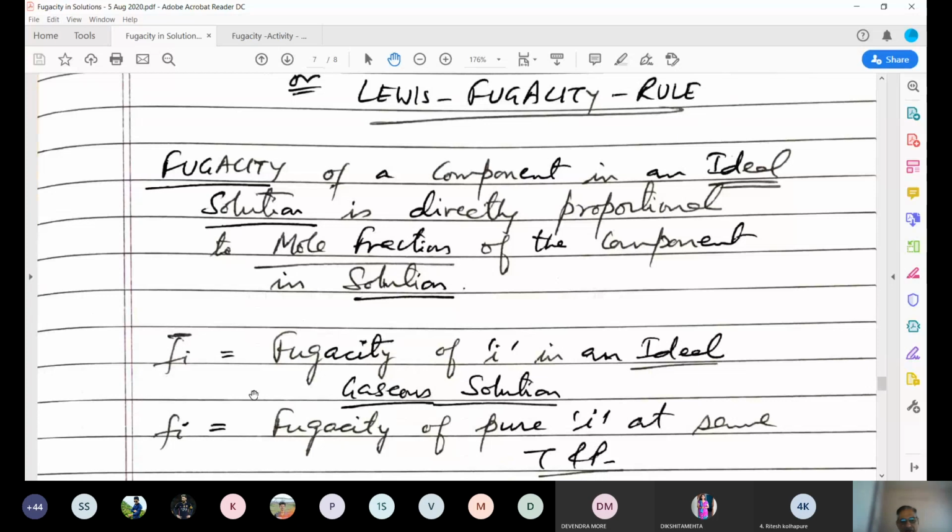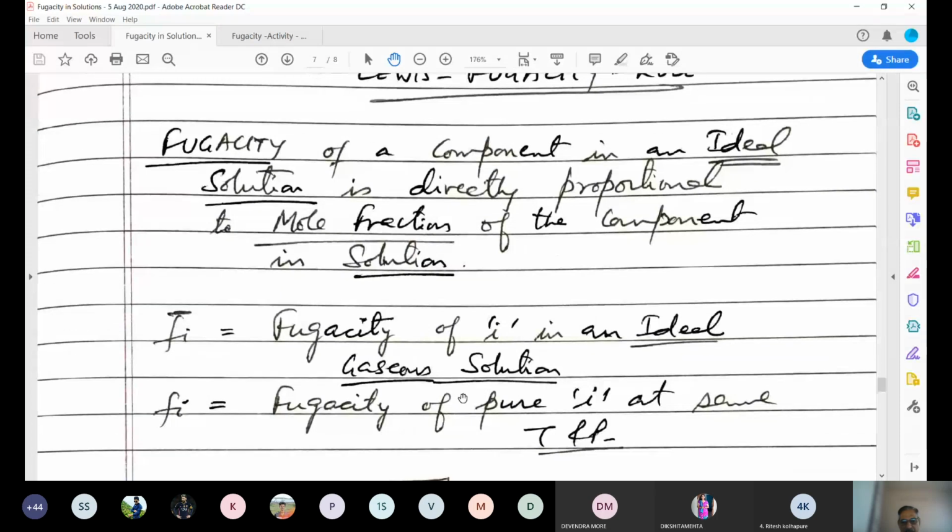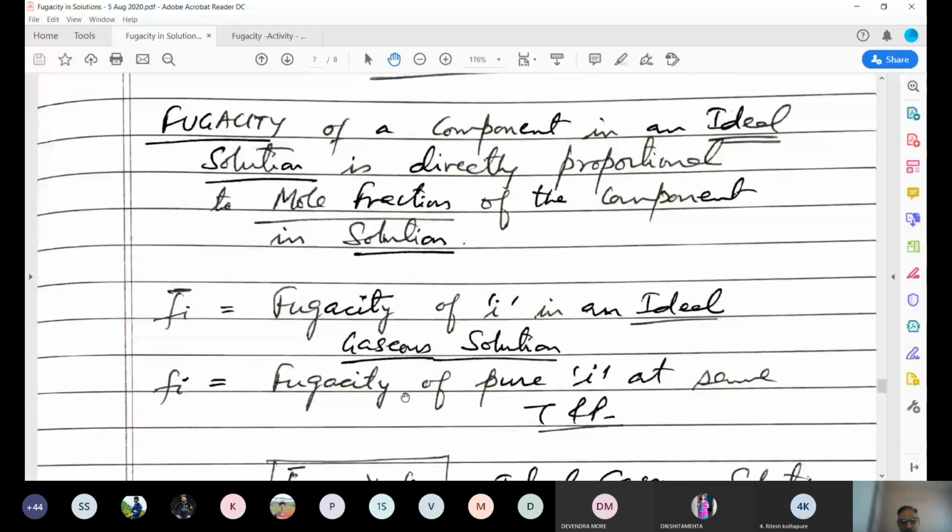So Fi bar is nothing but fugacity of I in ideal gaseous solution. This is ideal solution, right? And Fi is fugacity of pure I at the same temperature and pressure. So now we are relating fugacity of ideal solution with fugacity of pure component. If we can find out Fi, we can find out Fi bar because mole fraction is normally known. You know that.